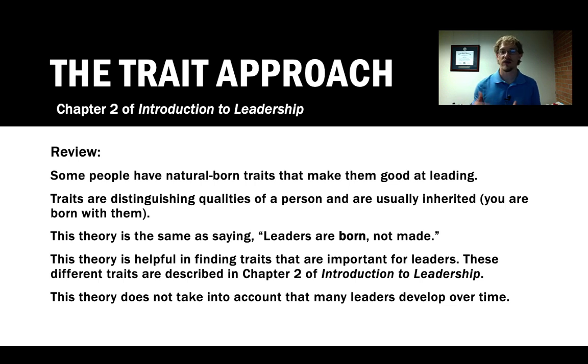And so historians and psychologists and sociologists studied these great leaders and tried to figure out what traits they all had in common. And there are many different lists of leadership traits, but we're going to talk about 6 of the most common traits that are on most of the lists that historians and sociologists and psychologists created when they studied leadership. Now, as a review again, traits are distinguishing qualities of a person that are usually inherited or someone is born with. They're things that leaders naturally do.